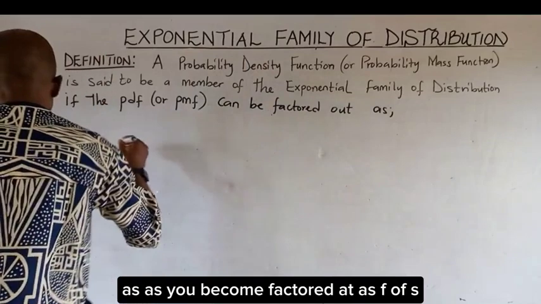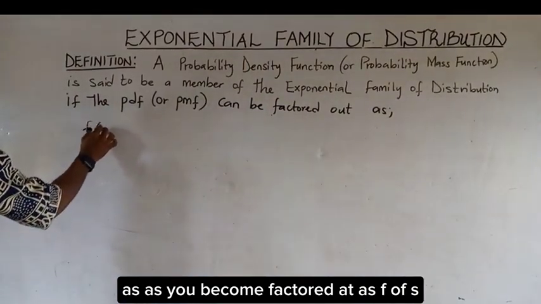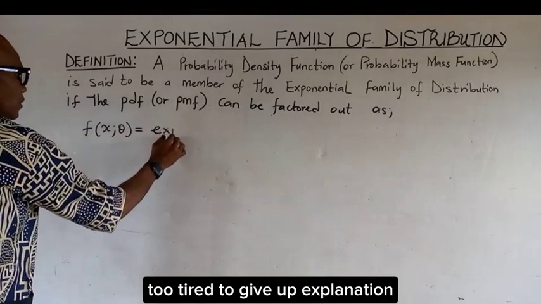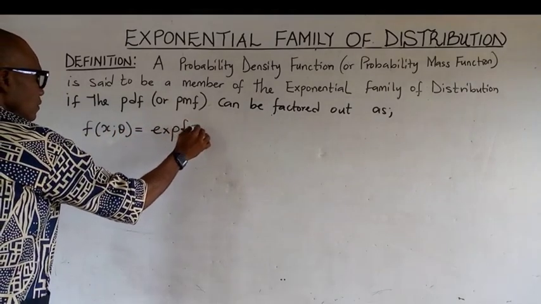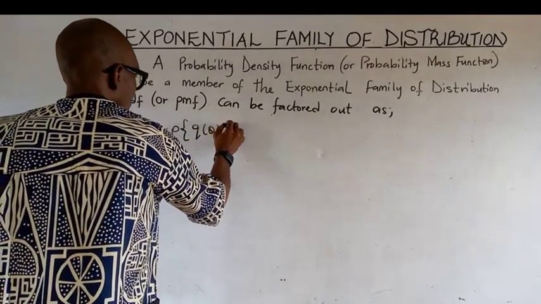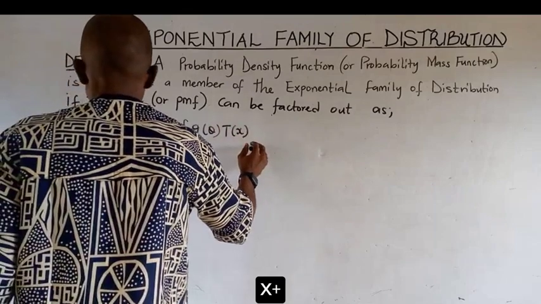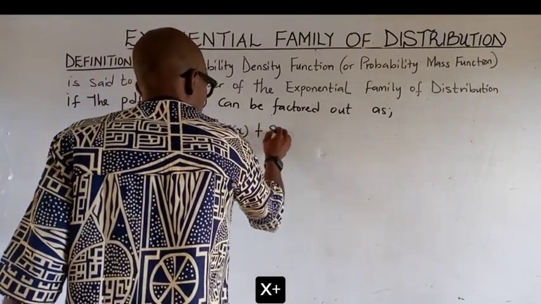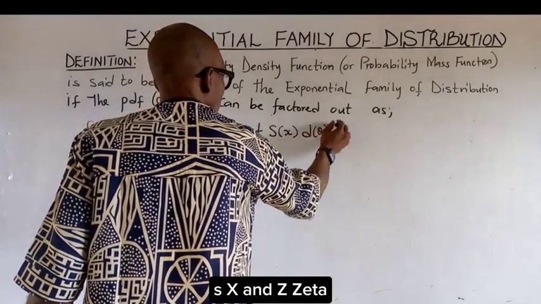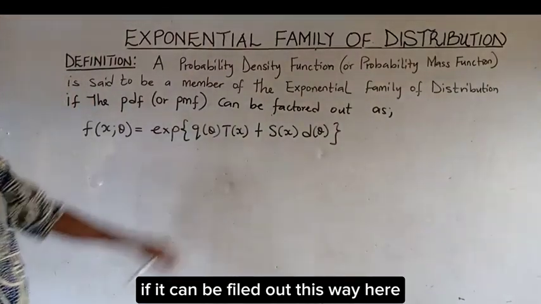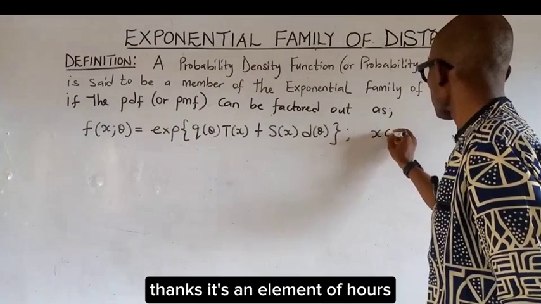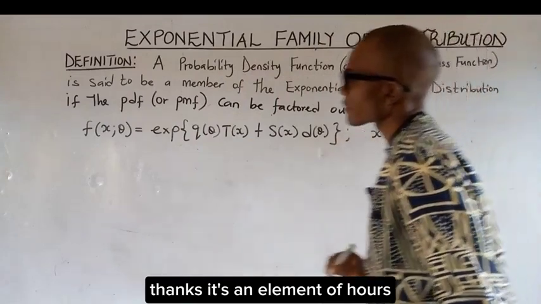as f of x given theta equals exponential of q theta t x plus s x and d theta. If it can be factored out this way, where x is an element of Rx.